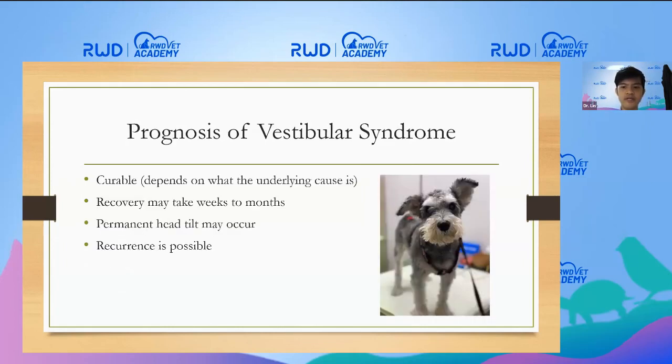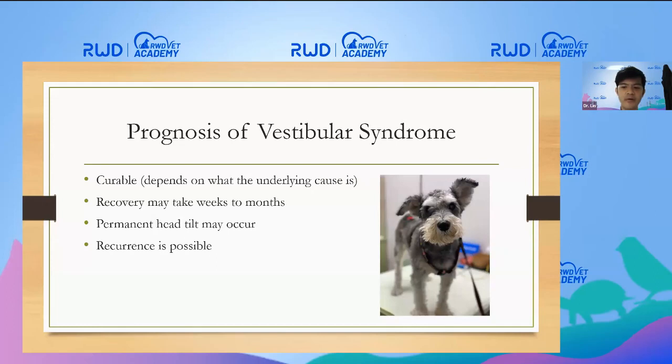Overall, the prognosis of vestibular disease is good if the underlying cause can be resolved. Most dogs that are diagnosed with vestibular disease start to improve within 1 or 2 weeks and often return to normalcy within 1 or 2 months. However, some of them may develop a permanent head tilt or may have continued episodes of ataxia.